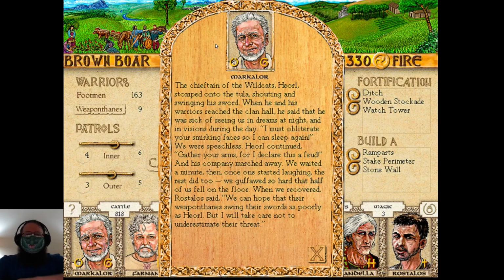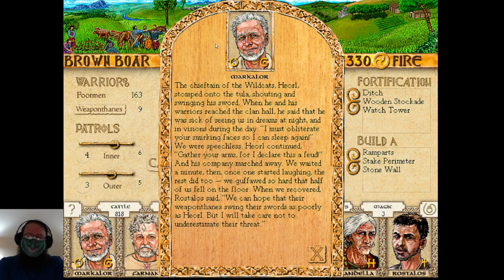The chieftain of the Wildcats, Hurl, stomped into the Tula, shouting and swinging his sword. When he and his warriors reached the clan hall, he said that he was sick of seeing us in dreams at night and in visions during the day. I must obliterate your smirking faces so I can sleep again. We were speechless. Hurl continued, gather your arms, for I declare this a feud. And his company marched away.